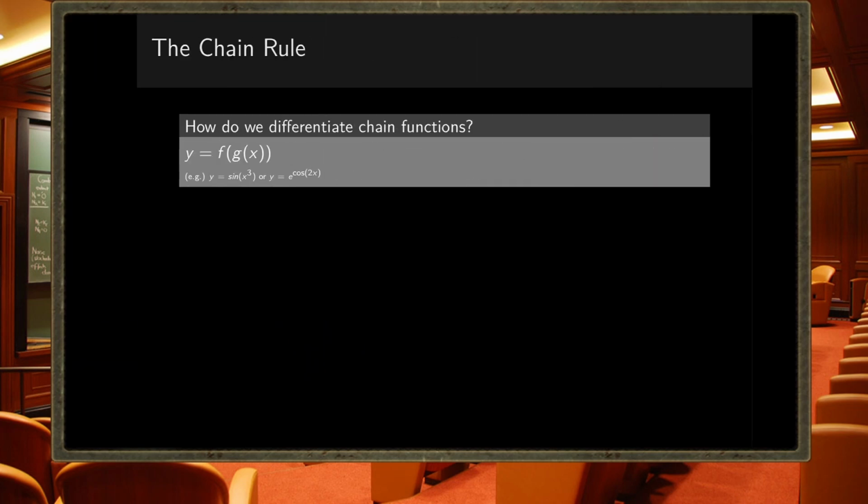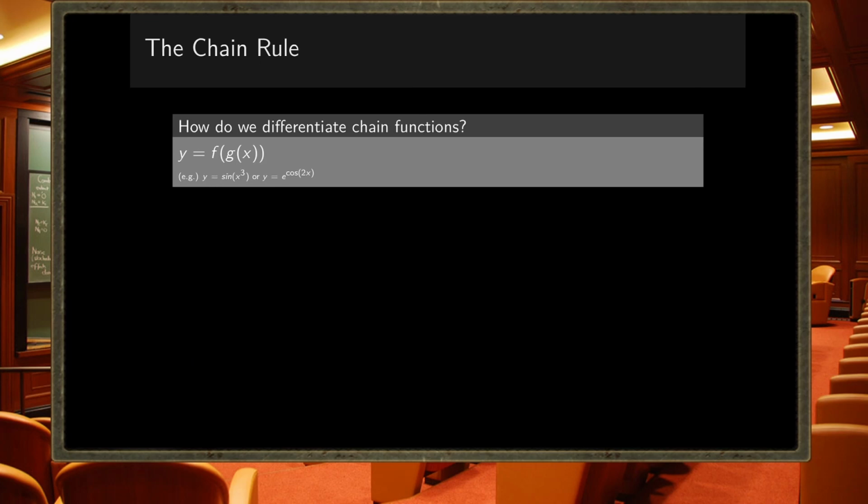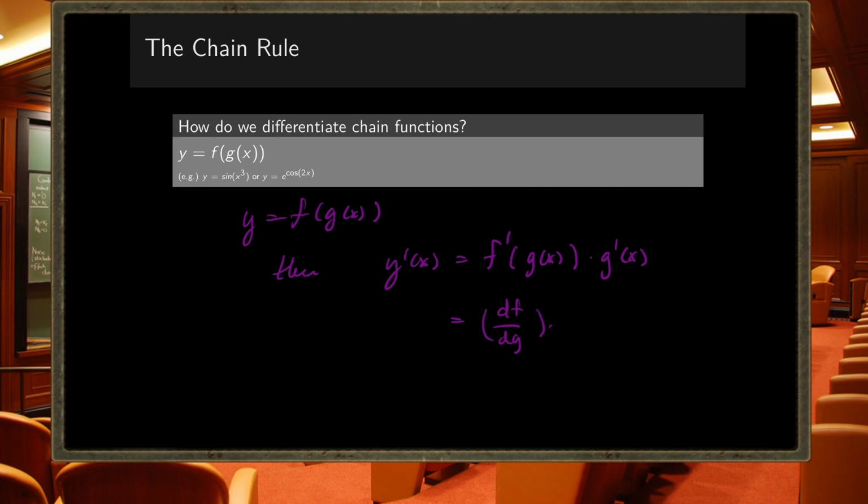Okay, so when we come to chain functions in general, how is this going to look? If I have y equals f of g of x, then y prime of x is equal to f prime evaluated at g times g prime of x. Another way to think about this is df dg times dg dx, also known as.